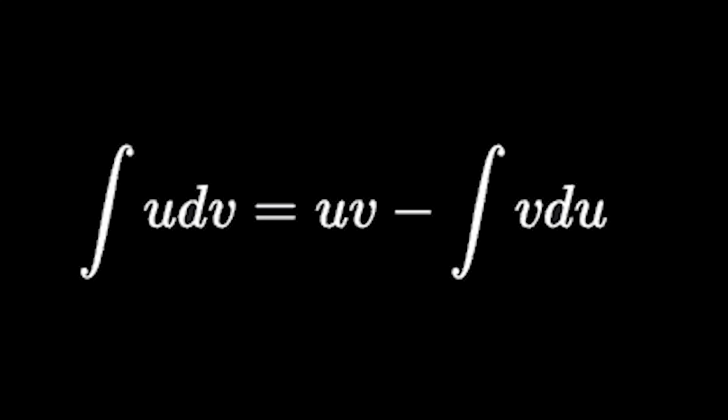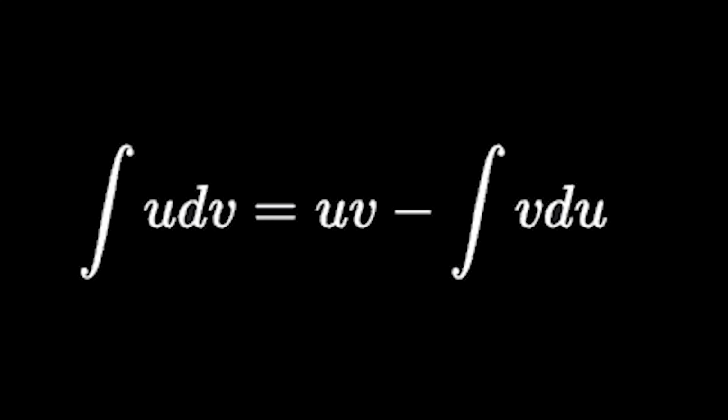Aptly named because you divide the integrand into component parts, the basic scheme of an integration by parts problem is the integral of u times dv. And the result of such integral would be u times v minus the integral of du times v. You achieve du by taking the derivative of u, and you achieve v by taking the integral of dv.